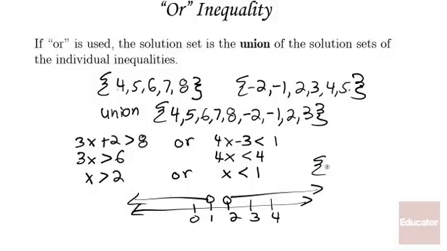And this can be written in set notation. So I would write it as x is greater than 2 or x is less than 1. So when you use and, it's the intersection of the two solution sets. When or joins a compound inequality, the solution set is the union of the two solution sets.